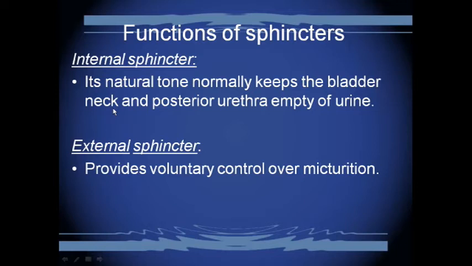So what are the functions of the sphincter? There will be an internal sphincter and an external sphincter. The internal sphincter has a natural tone which keeps the bladder neck and posterior urethra empty of urine, while the external sphincter provides voluntary control over micturition because it consists of skeletal muscle. So it provides voluntary control over micturition.